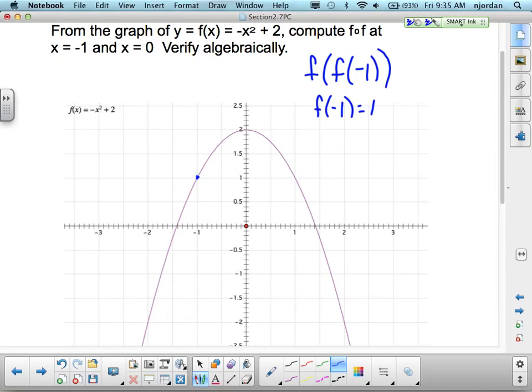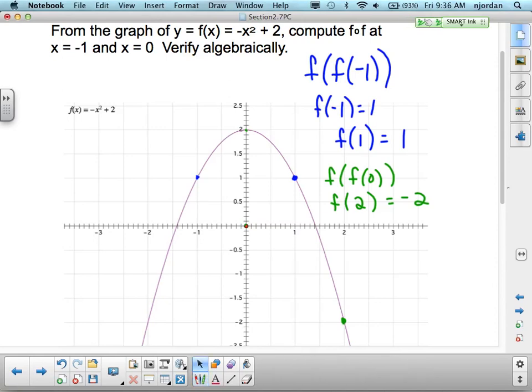So now I want to figure out what f of 1 is. And f of +1 also equals 1. So f of -1 would just give us 1. How about f of 0? Let's look at that one. So when the input is 0, my output is 2. At 0, we're up here at 2. And now I want to figure out what f of 2 is. F of 2's y coordinate or output would equal -2. So f of 0 would equal -2.